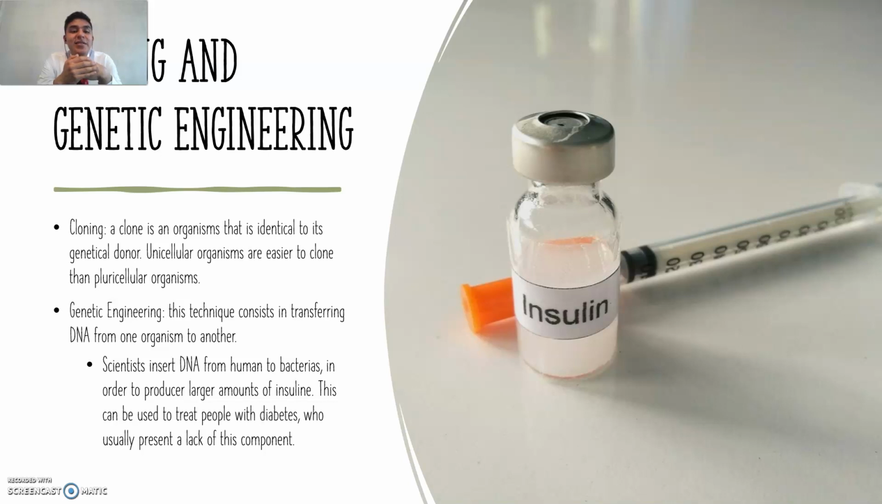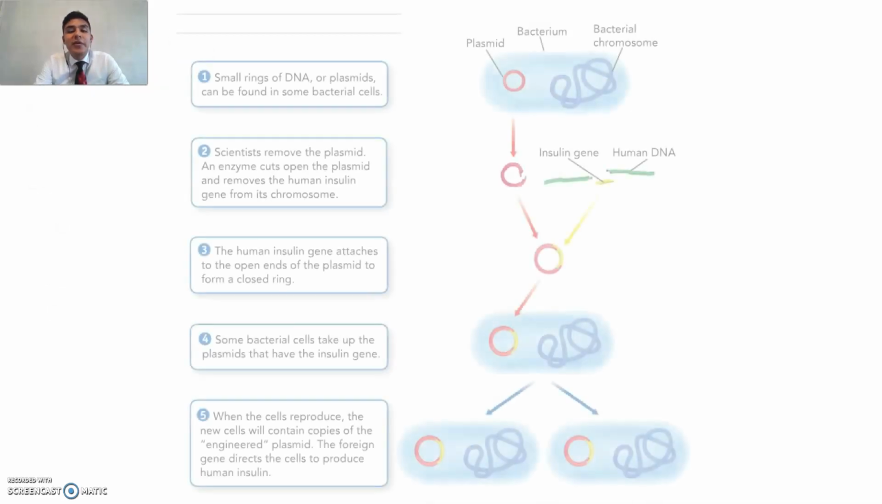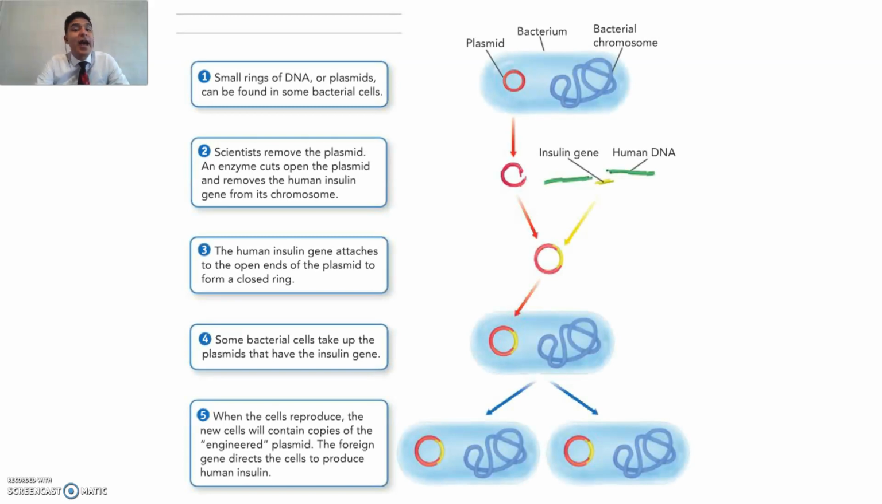It says scientists insert DNA from human to bacteria in order to produce large amounts of insulin. This can be used to treat people with diabetes who usually present a lack of this component. Just like I was mentioning, certain substances can be created to support humans whenever they need to fight a certain disease, such as diabetes in this case. And in our book, we found this process specifically on how people insert DNA and how insulin is created. So let's go over each one of these steps.